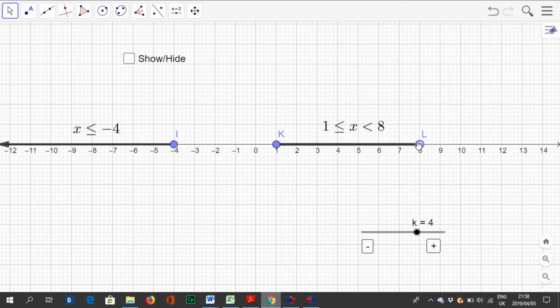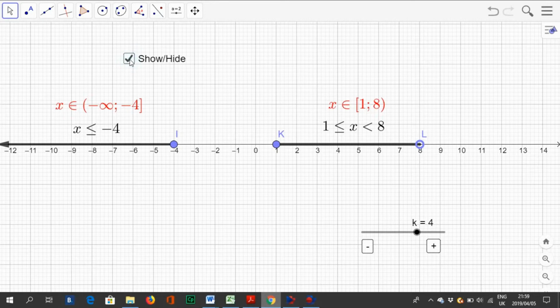But if you go to L, you will see that L is an open circle, which means that the point L, or the number 8 here, is not included in our inequality. So we're looking at all values starting from k up to L, but not including L. And we write that as x is greater than or equal to 1 to include k, which is the point 1, and less than 8, but we do not include 8 and we do not have less than or equal to.